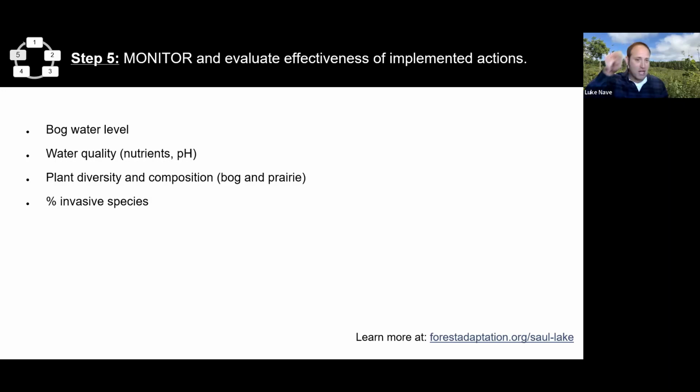And of course, feedback around that 5-step adaptive monitoring, adaptive management process to learn as they go and decide if they need to make corrections, of course.